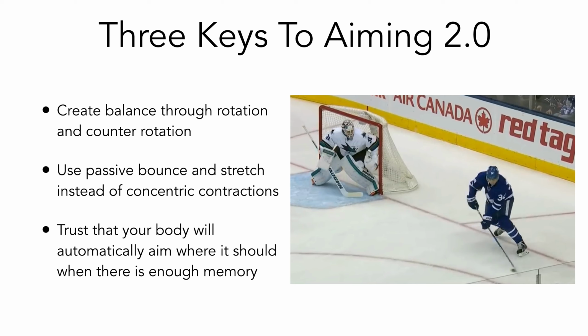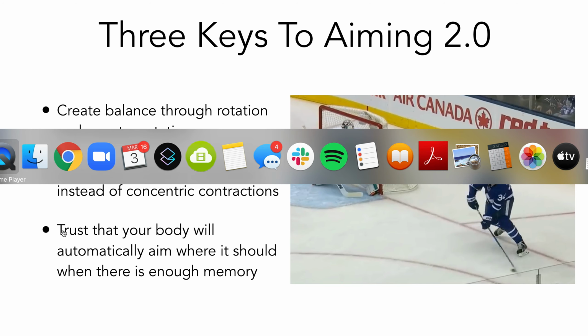So there are 3 keys to aiming 2.0. One is you're going to create balance through rotation and counter rotation. And I'm going to show you Matthews here in a second. And you're going to use the passive bounce and stretch instead of concentric contractions. And I'm going to connect these in some drills for you. And then you're going to trust that your body will automatically aim where it should when there's enough memory. And this is key, because if you do these 2 things and then all of a sudden you start thinking and you try to consciously aim, you throw the whole thing off. So let's look at a couple clips here.